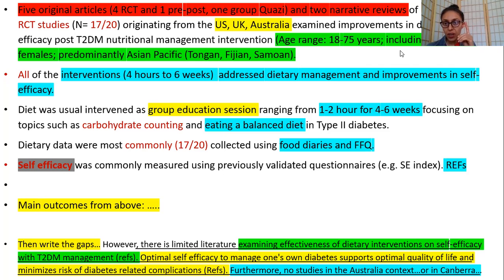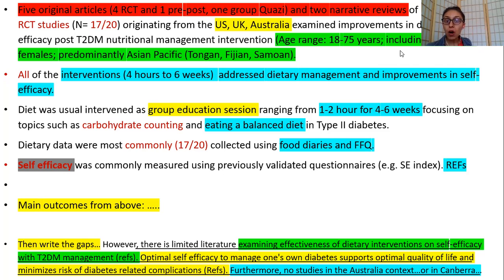It is not that I'm summarizing one study. When you're summarizing so many studies, I have taken the minimum and maximum age from these studies. And then I have said, yes, these studies included male and female, and they were predominantly Asia Pacific in origin. Okay, the participants in these interventions.